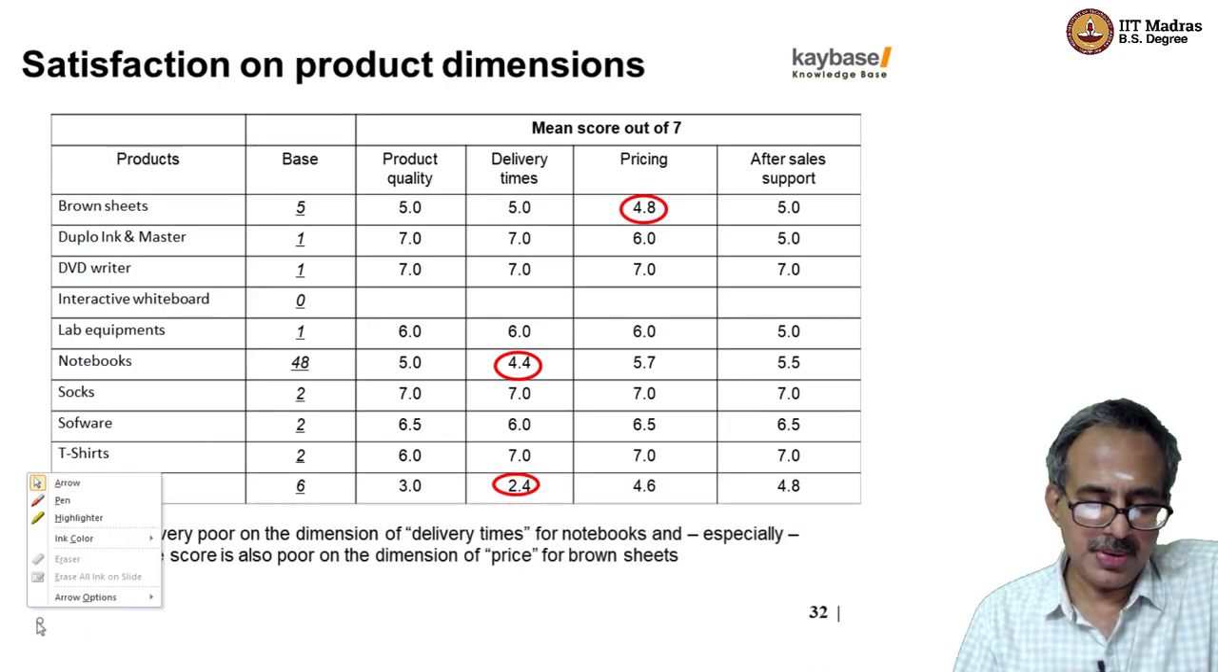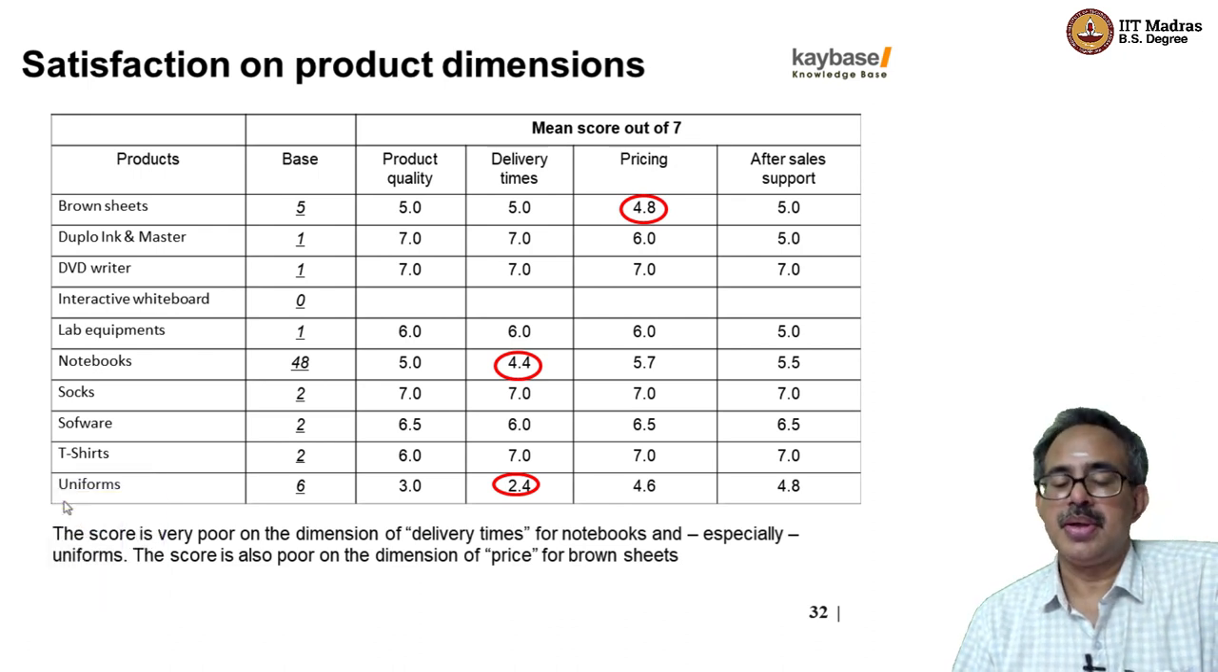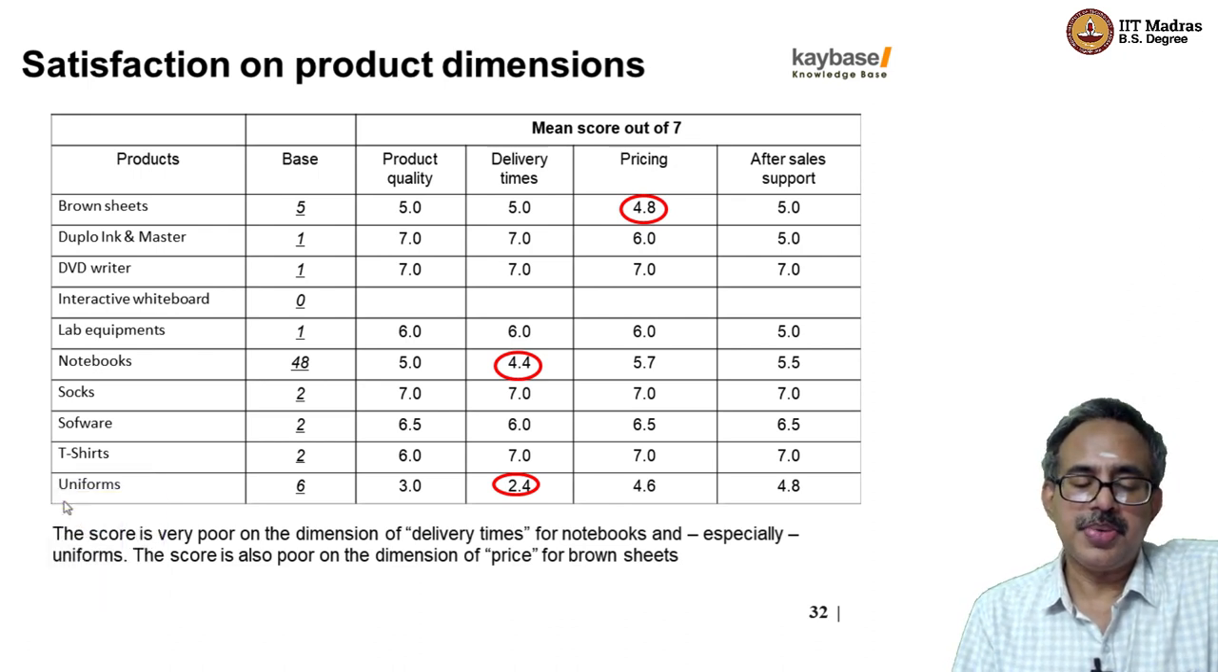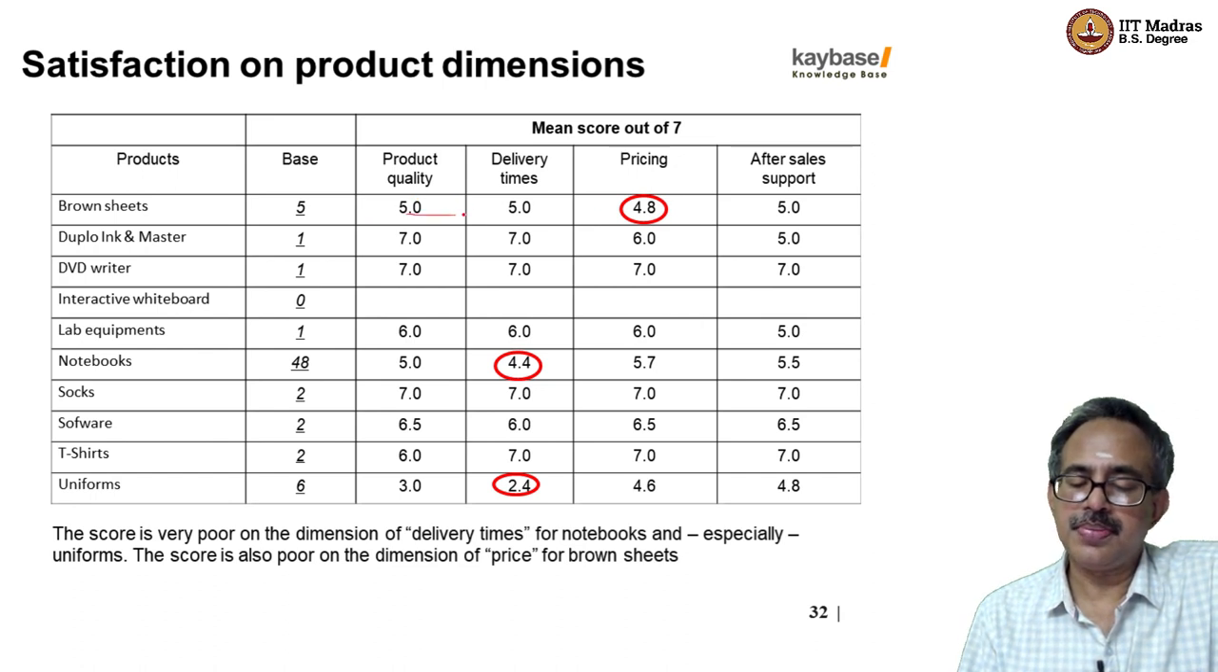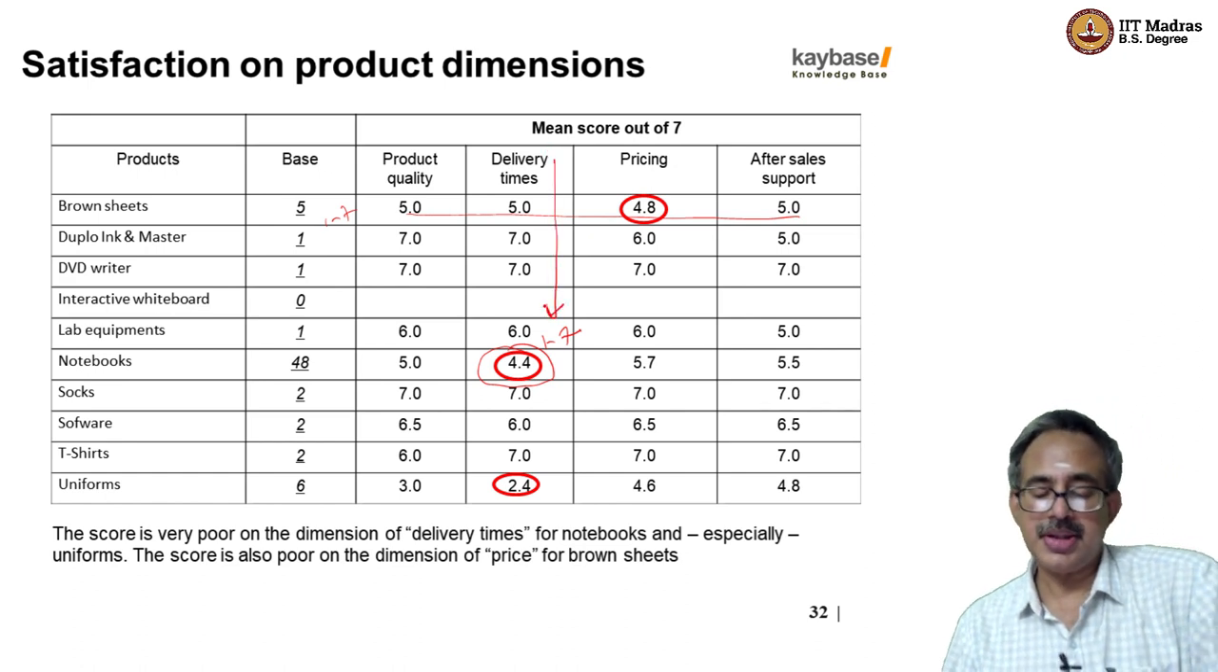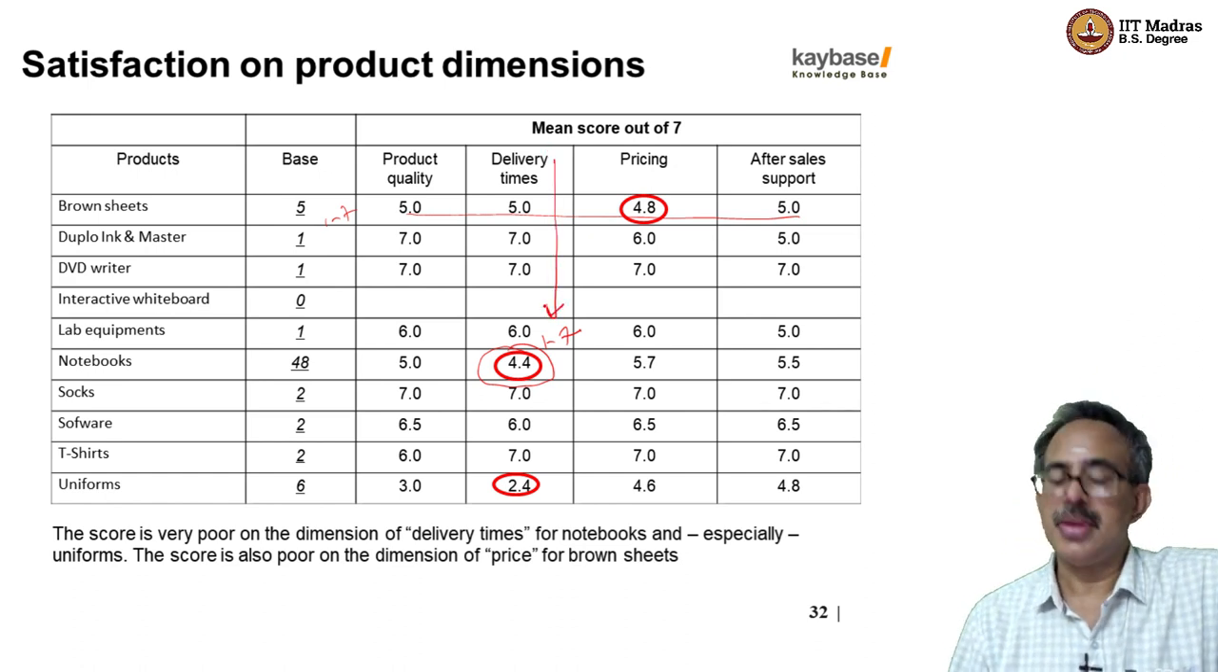And we talked about individual product dimensions. So how happy are they with the product quality for brown sheets? That's good. It's 4.8. How happy are they with the notebooks? It's reasonably good. Right? But it's not very good. This 1 to 7 is a scale survey. Right? And this is a real problem. 4.4 is a real problem on a 1 to 7 scale. So they're really unhappy with the delivery times of notebooks. So that's a key area that the company has to look at.